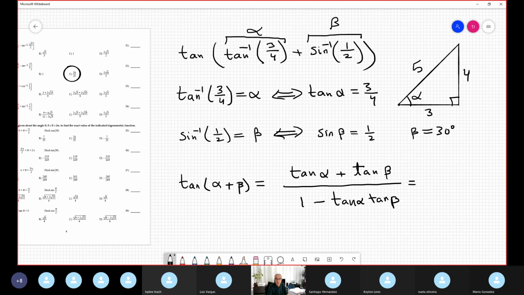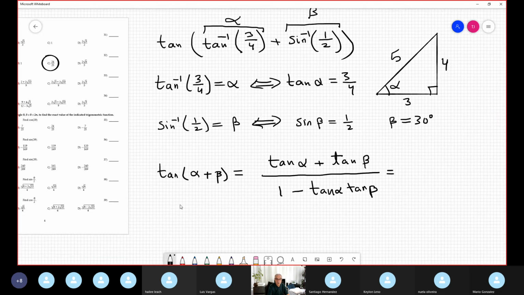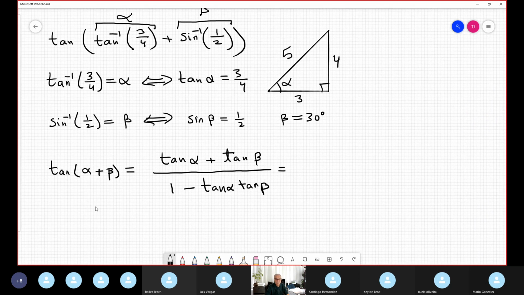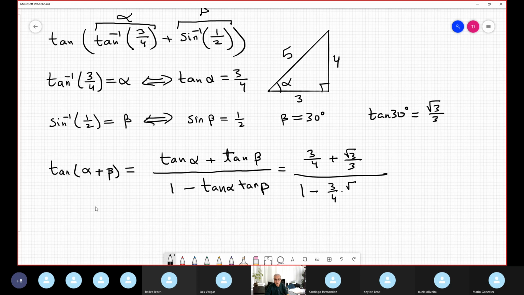Let's do it. Who is tangent alpha? Well, tangent alpha is 3/4. Plus. Who is tangent beta? Well, tangent beta is tangent 30 degrees. Okay, I know by memory or checking in the unit circle, whatever you want on the table, it is radical 3/3. In the bottom we have exactly the same minus, but a multiplication: 3/4 times radical 3/3. It's okay?